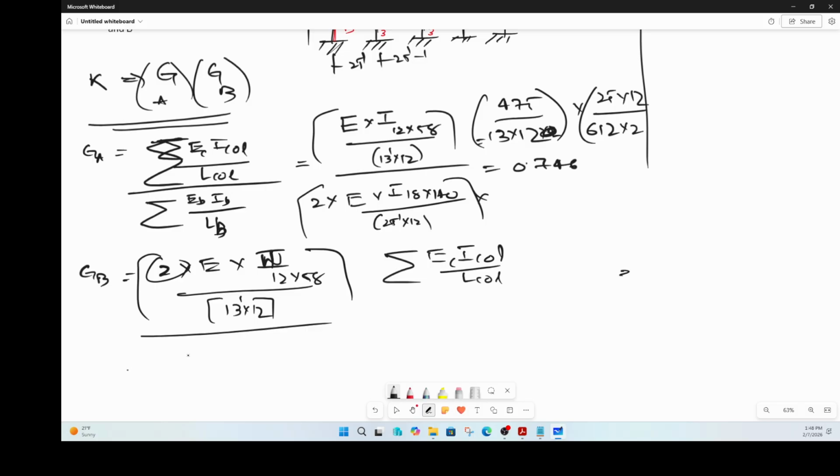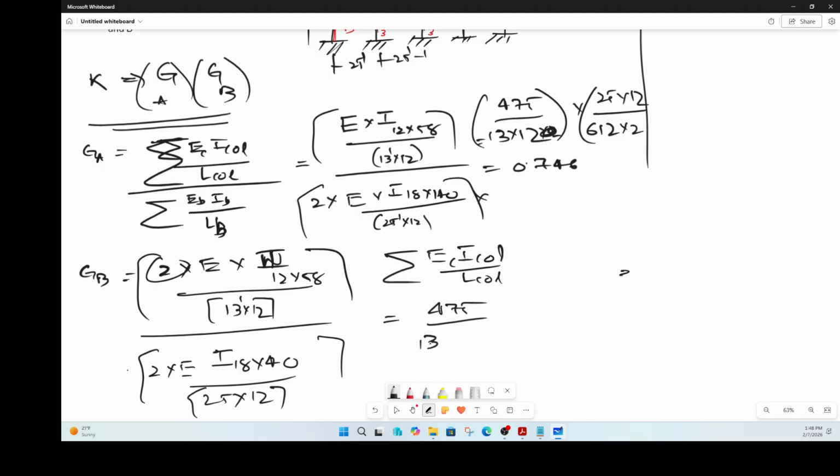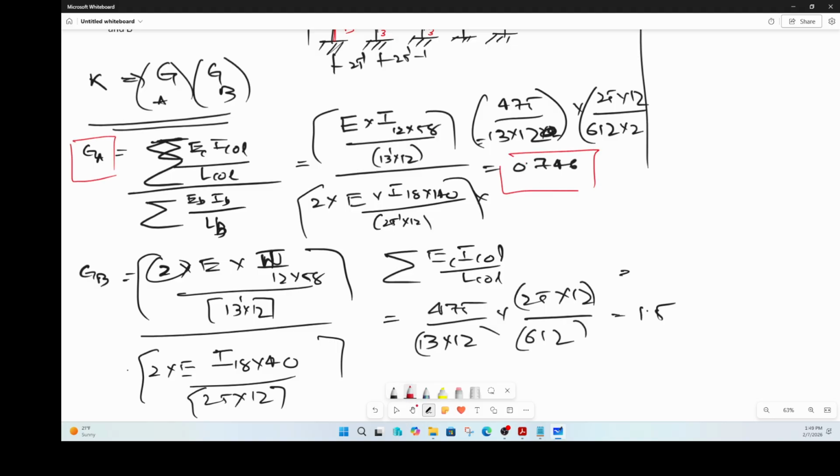And then at the bottom you also have two beams framing into that joint there. So your 2 E I beam, you have to find the moment of inertia of that divided by your 25 feet times 12. Okay, so you find this value, nothing but 475 divided by 13 by 12, flip and multiply 25 by 12, these are the lengths, and divided by 612, you end up with 1.5. Okay, so that means we found out our GA value. The GA value was 0.746. We found out our GB value. The GB value is 1.5.